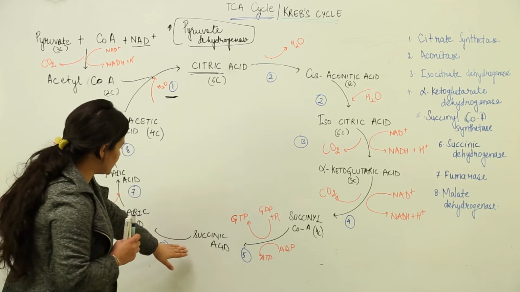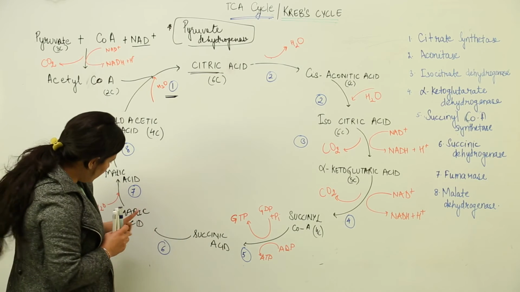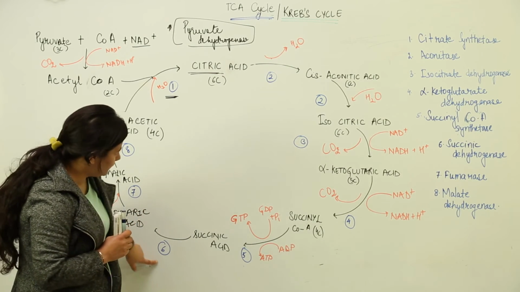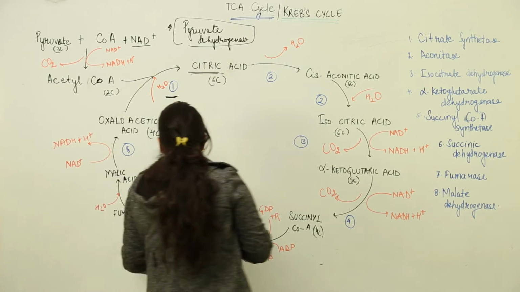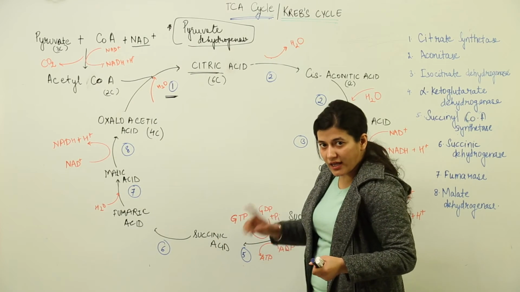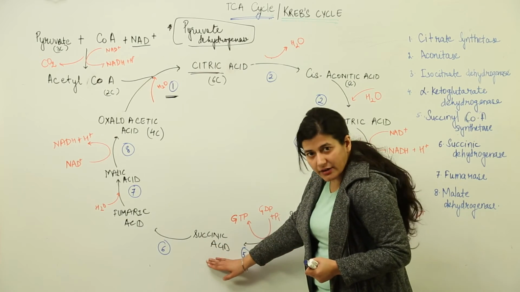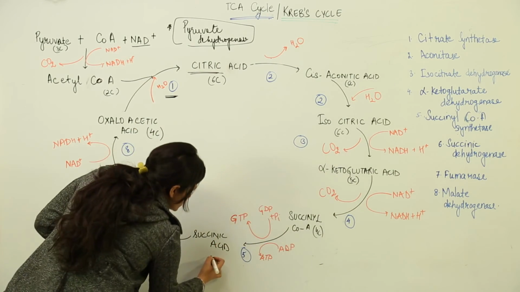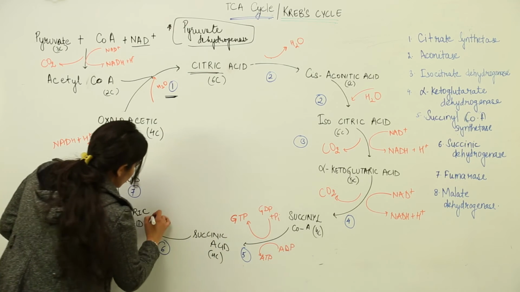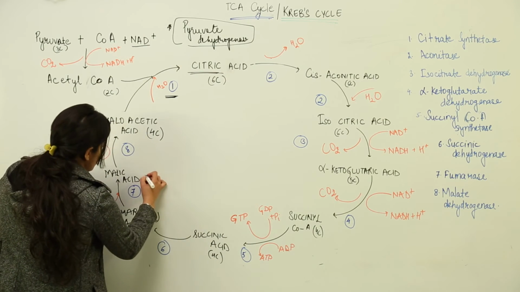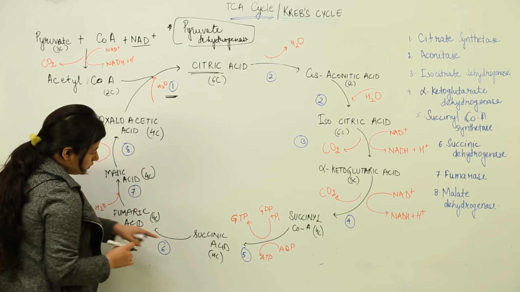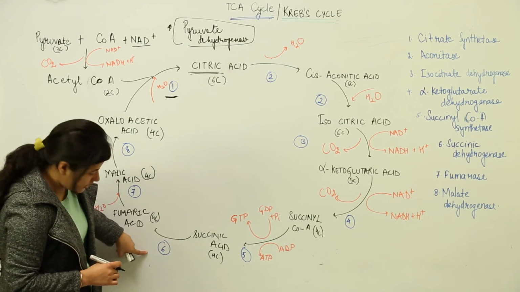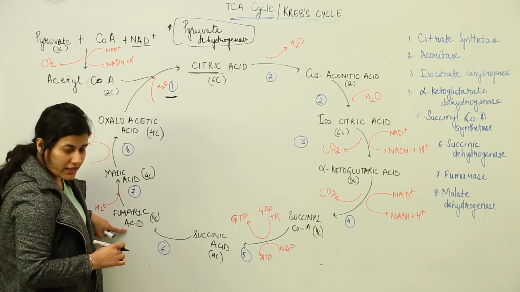Now what happens next is this succinic acid gets converted to fumaric acid in the next step under the activity of enzyme succinic dehydrogenase. Again I am using the enzyme dehydrogenase. All these are 4 carbon compounds. Please remember, succinic acid is 4 carbon, fumaric acid is also 4 carbon, malic acid is also 4 carbon. So this succinic acid under the activity of succinic dehydrogenase gets converted to fumaric acid.